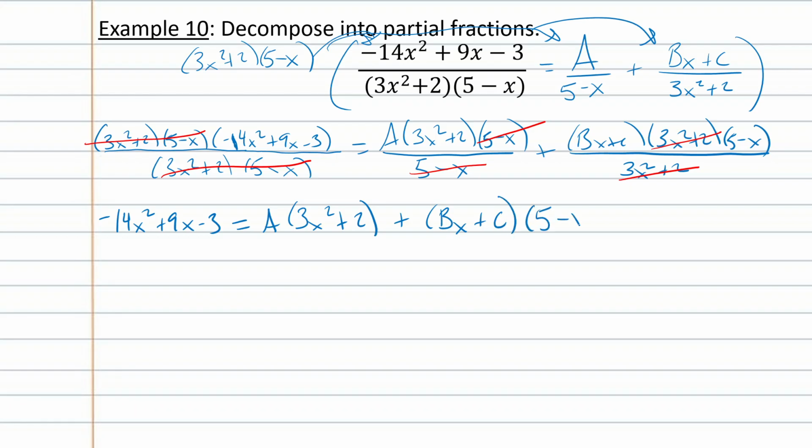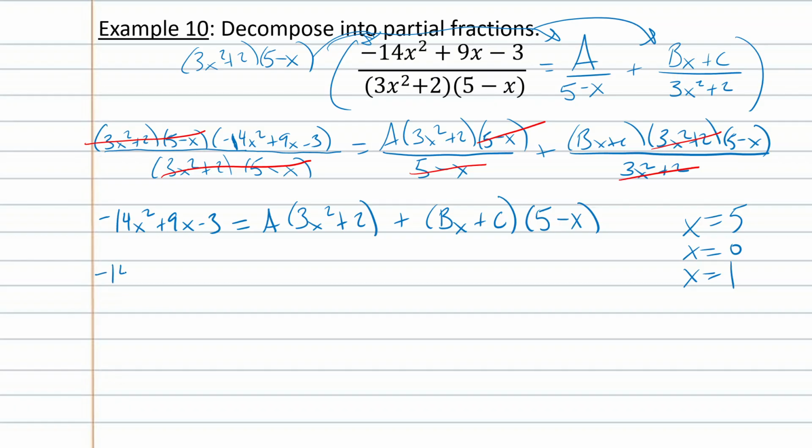times 5 minus x. Now, the x values we're going to want to use here: we want the 5 minus x to zero out. So I'm going to let x be 5. Remember, the second one that we're going to use is x equals 0. And then we're going to use a random last value. Probably going to just let x be 1 again. So that's kind of going to be how my layout's going to work here to solve for these different variables. Let's start with x equals 5.